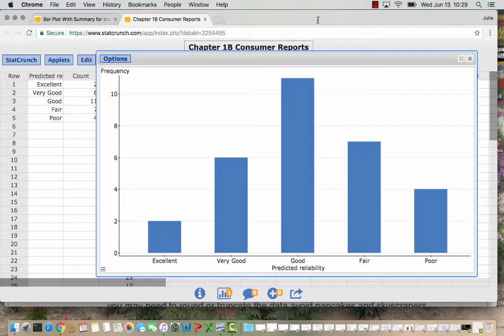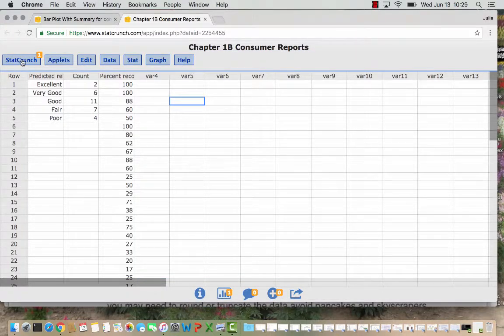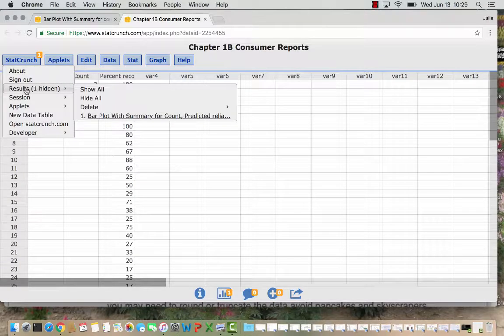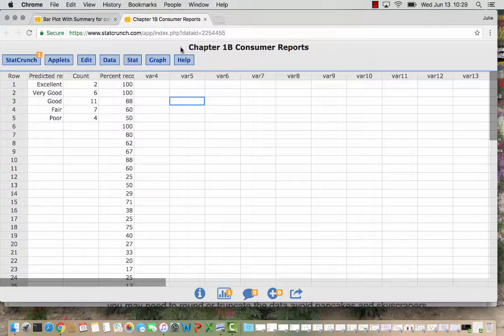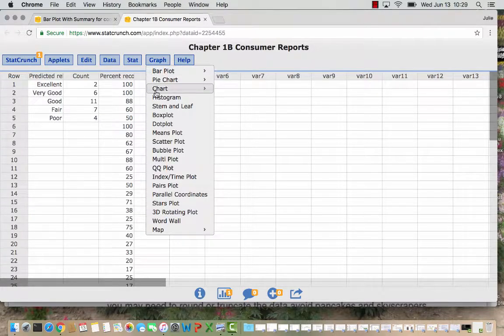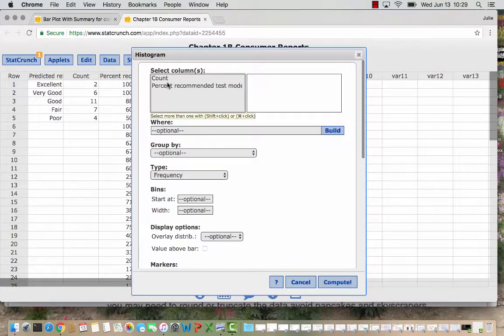So if I'm in StatCrunch here, I'm going to exit out of this graph I made previously. It's not lost. You can go into StatCrunch results and pull back up your bar plot if you want it. So go ahead and exit out of it. And then over in the third column here, I've typed the percent recommended models. And so I'm going to go now Graph, Histogram, because it's quantitative data. And notice it only gives me the number columns to choose from. So I'm going to choose percent recommended test model.